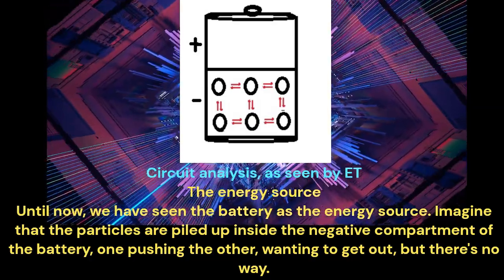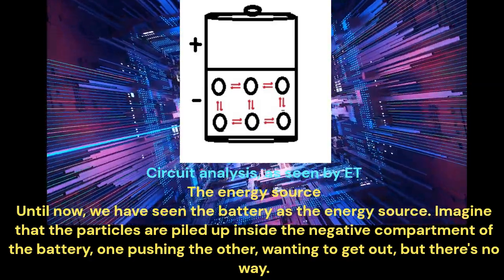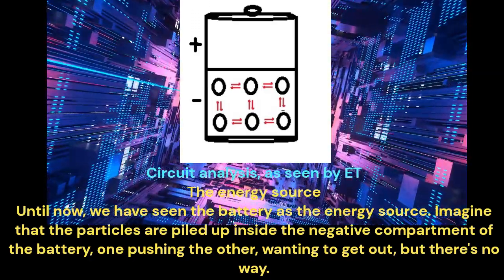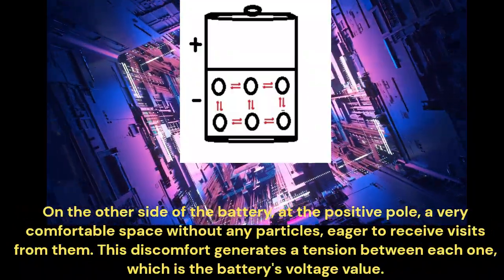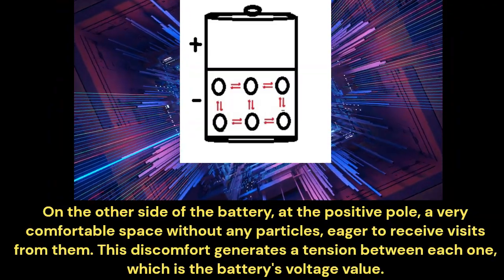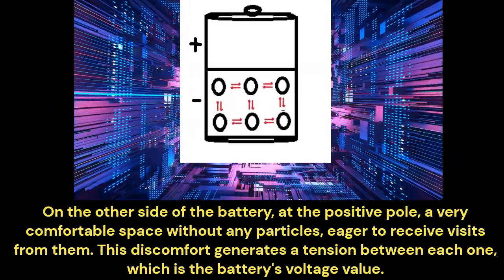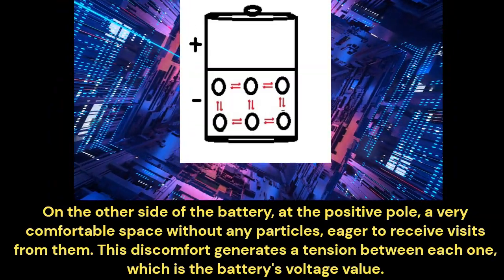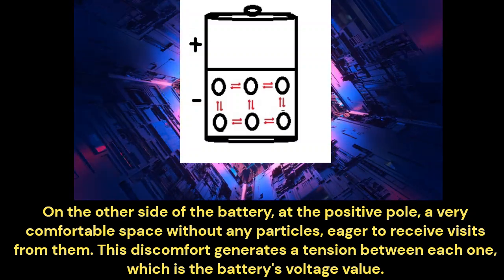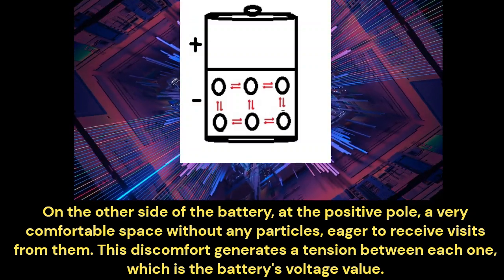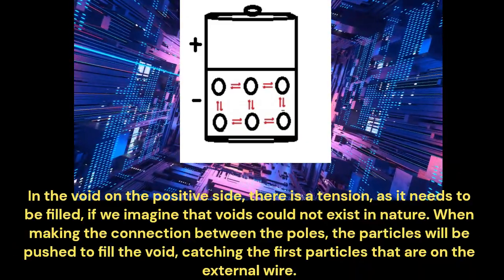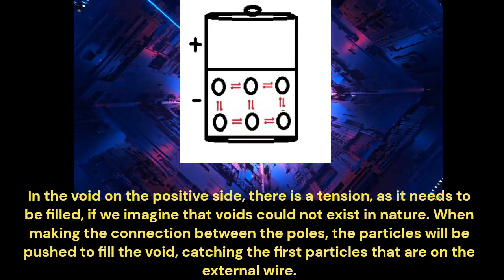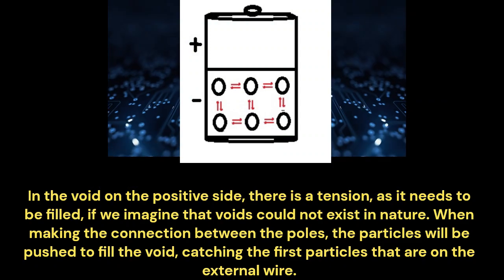Imagine that the particles are piled up inside the negative compartment of the battery, one pushing the other wanting to get out, but there's no way. On the other side of the battery at the positive pole, a very comfortable space without any particles, eager to receive visits from them. This discomfort generates a tension between each one, which is the battery's voltage value. In the void on the positive side, there is a tension as it needs to be filled, if we imagine that voids could not exist in nature.